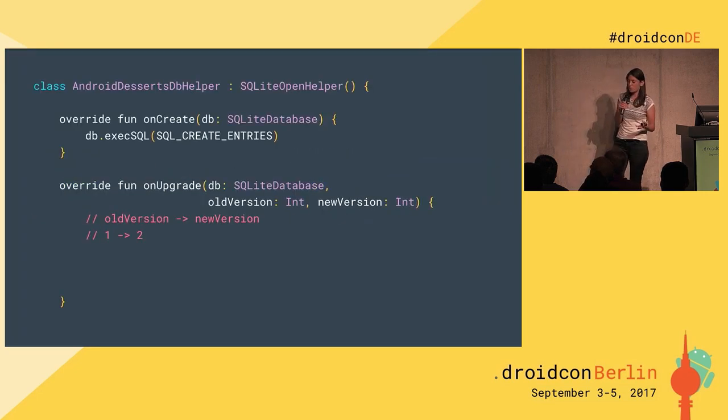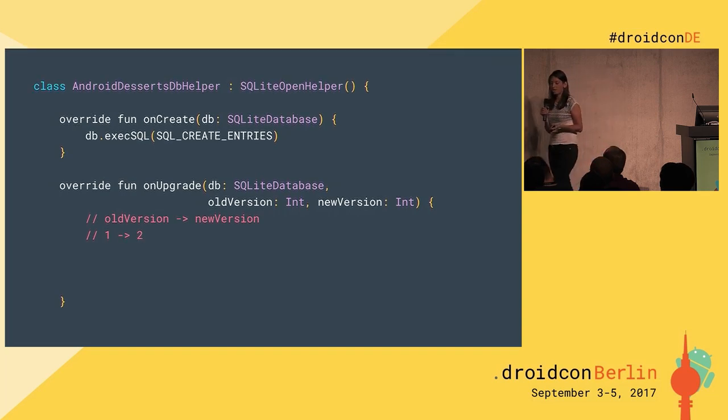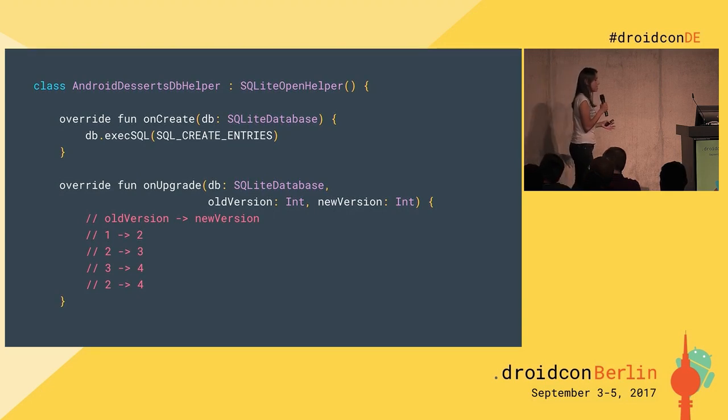So when you were using the SQLite API, you would have to do something like this. You would extend the SQLite open helper, and then in onUpgrade, you would actually tell SQLite what should happen when it goes from version 1 to version 2. And things were quite easy when you only had 2 versions or 3 versions. But when you actually started having multiple versions, things became quite complicated.